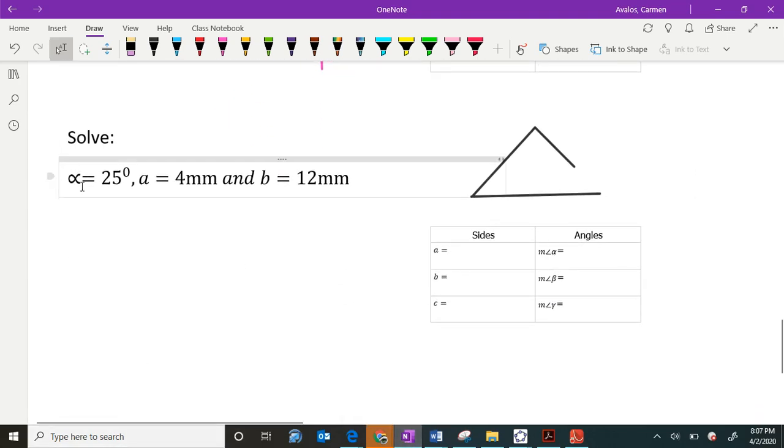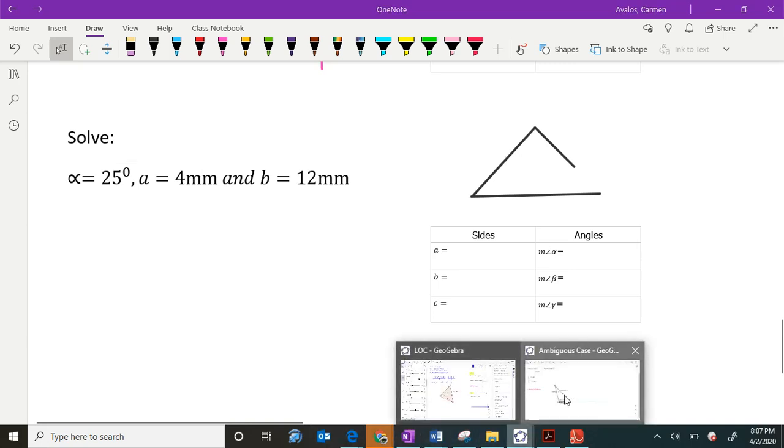Now, if I look at this, again, I got alpha and I got A. They're opposites of each other. We have another side, so it's the ambiguous case. So now I have to figure this out. So what's really going to happen? I have 25, 4, and 12. So let's go look at what's happening here.